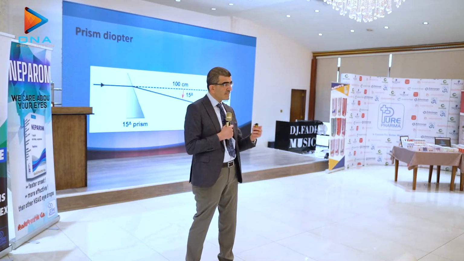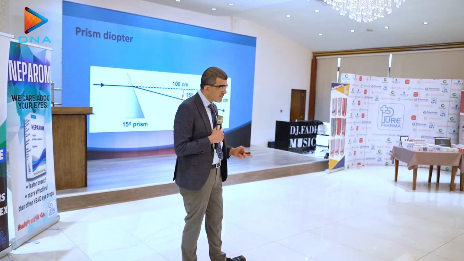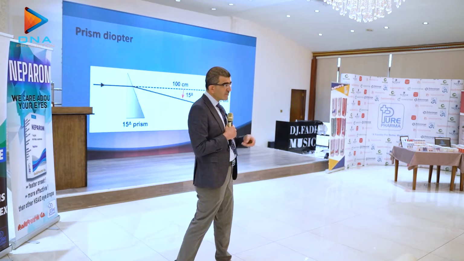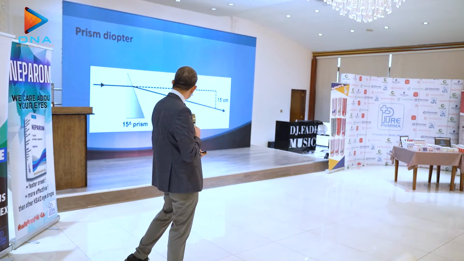Okay. The definition of a prism diopter is the unit of prism power that bends the light of an object that is 1 meter away from the prism by 1 centimeter. So if you have 15 prism diopters, it will bend the light by 15 centimeters when you hold the object 1 meter apart from the prism.